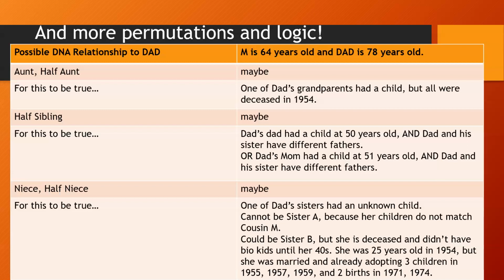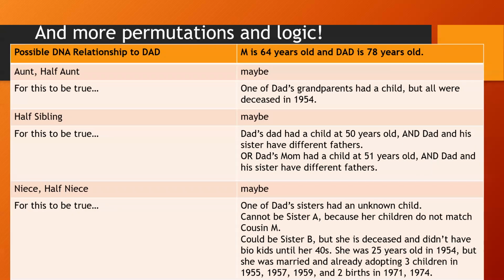She didn't have any biological children until she was in her 40s. In 1954, when cousin M was born, she was 25, but she was married and she was already adopting 3 children. So it seems unlikely that in those years she would have given up 1 child just to go on and adopt 3 more, thinking that she couldn't have children, or at least telling people she couldn't have children. So there are a couple of things here that I've outlined as some possibilities. And again, there are many, many more possibilities. We'll come back to that in a minute, but that's where I started.